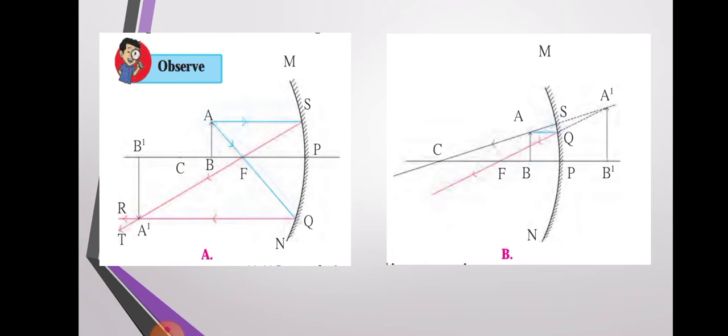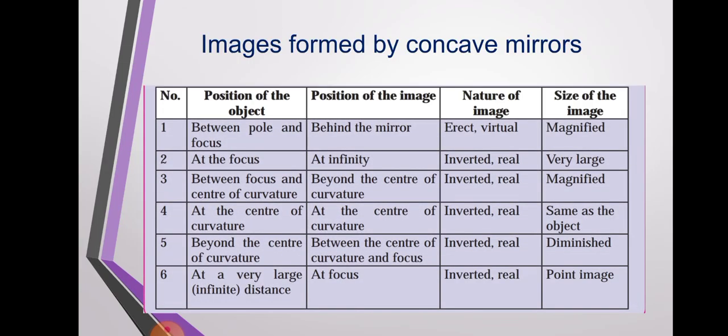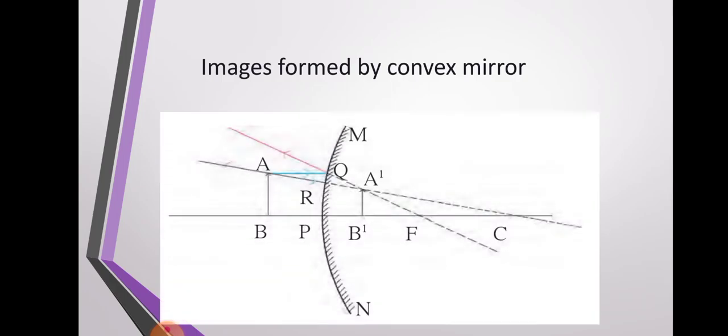Okay, after that we have seen one kind of activity that is there in your textbook, and after that we have seen the images formed by concave mirrors. We have drawn all these positions, position of object, position of image, so go through that video. Okay, now here you can see images formed by concave mirror. Here, sorry, images formed by convex mirror.